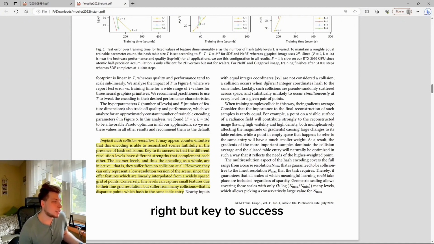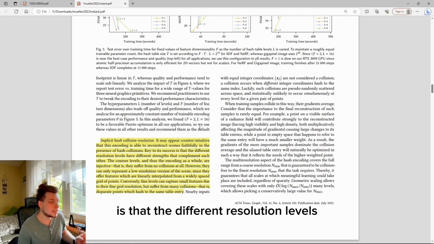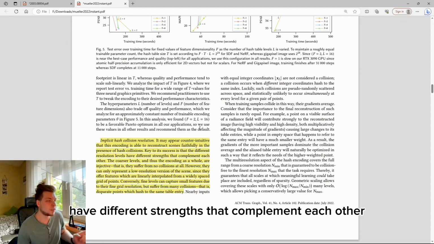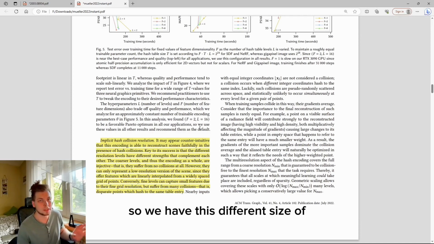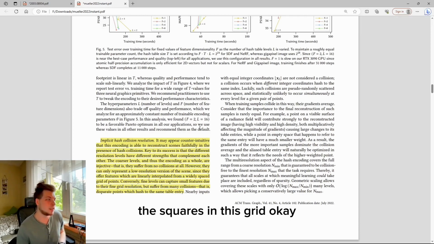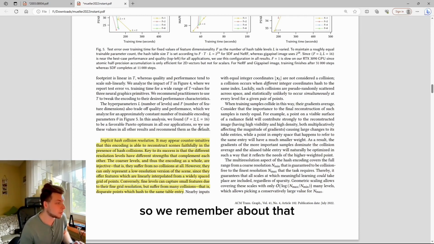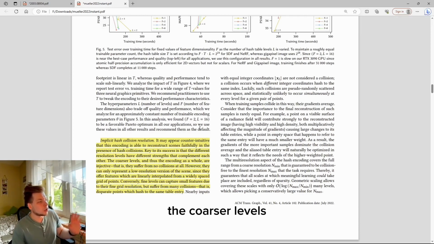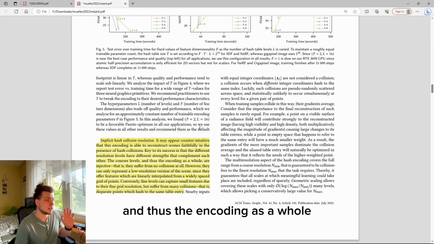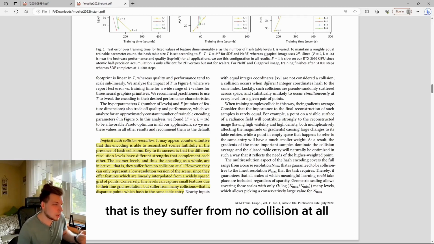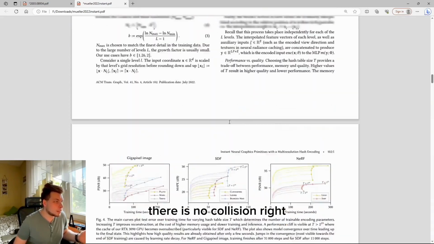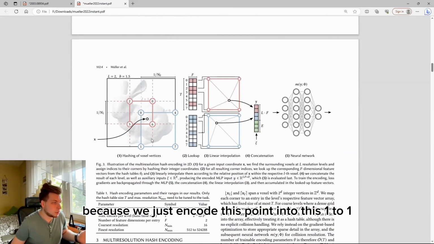But key to its success is that the different resolution levels have different strengths that complement each other. Okay, different resolutions, so we have this different size of these squares in this grid. Okay, so we remember about that. So what they say is the coarser levels, and thus the encoding as a whole, are injective. That is, they suffer from no collision at all. So basically this big one, there is no collision, right? Because we just encode this point into this one-to-one, right?